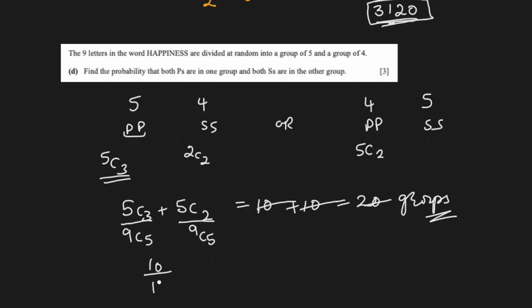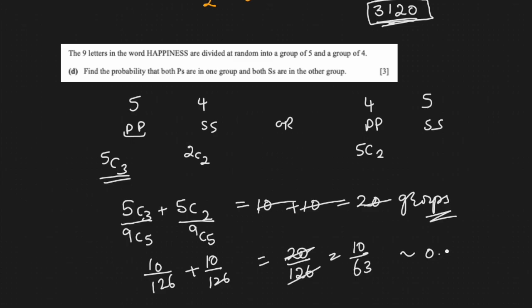9C5 is 126. So 20 over 126, and that becomes 10 over 63. 10 over 63, or you can convert this into decimals also. So let me write 10 over 63 is 0.1587, so 0.159. This is the probability, not arrangement, for this thing.